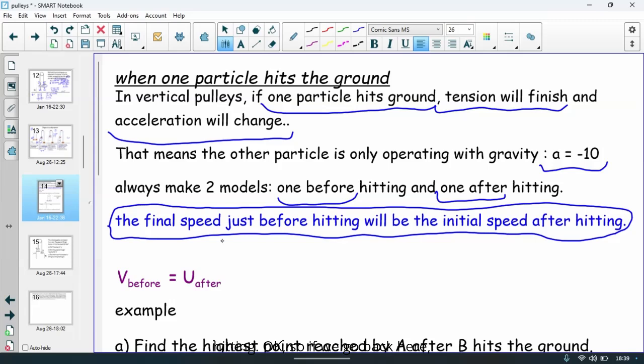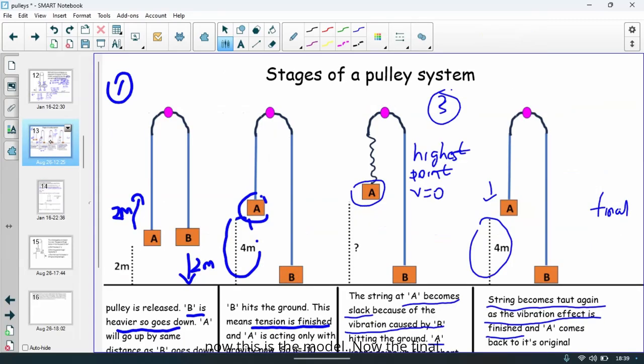Okay, so if we go back here, now this is the model. Now the final velocity we found was 4. Okay, so B hit the ground with 4 m/s. That means straight after hitting, the speed takes time to change, right? It won't instantly change from 4 to 0. So the final speed before it hit the ground was 4. That means the initial speed after hitting is also 4. Okay, and then obviously the new acceleration of minus 10 is applied, and then speed eventually becomes 0.